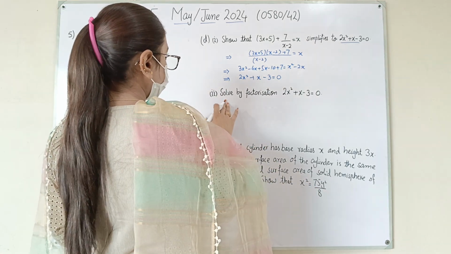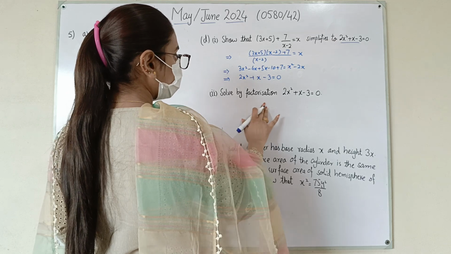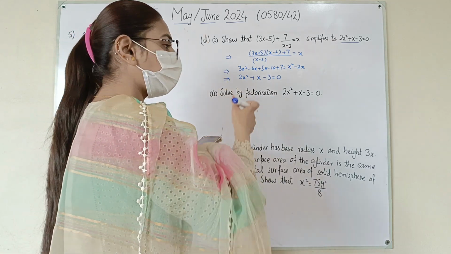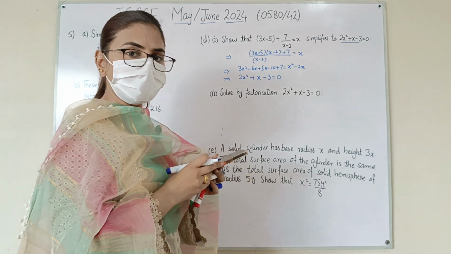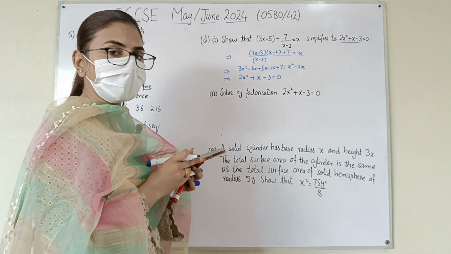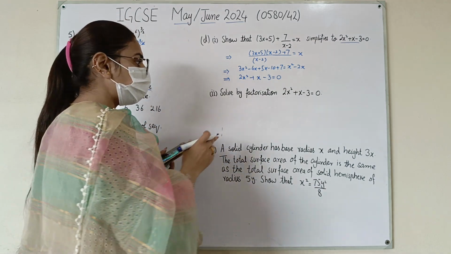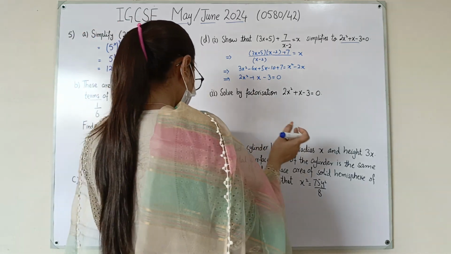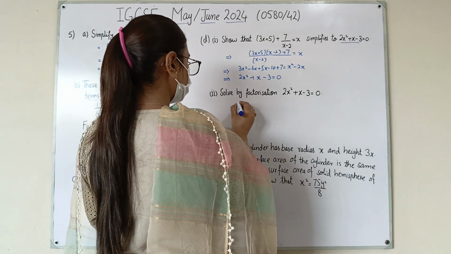In part number 2 of question number D, solve by factorization. You have to solve this by factorization. As you know, this is a quadratic equation or second degree equation. You can use the 3 approaches, but here you are restricted by the examiner to use factorization. So I have to factorize this. For factorization, I'm going to make the factors of these.